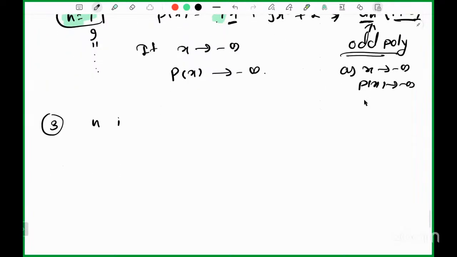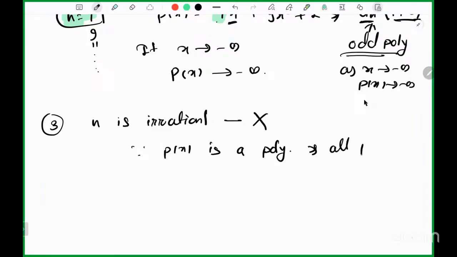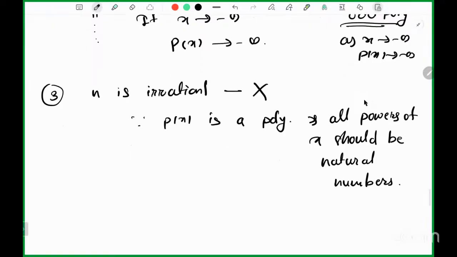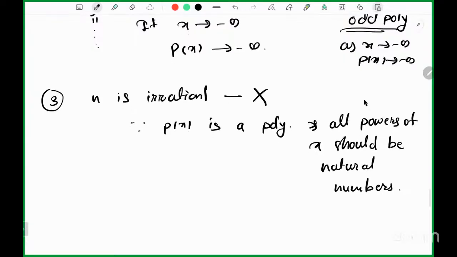Okay. Now the third option says n is irrational. But we know that it's a polynomial. It's already mentioned that it is a polynomial. So in a polynomial, the power of x can't be irrational. So this option is incorrect, since p of x is a polynomial. That means all powers of x should be natural numbers. So the value of n cannot be irrational.